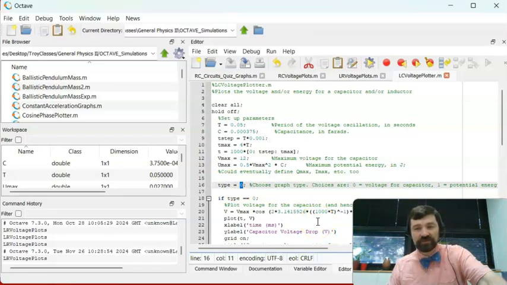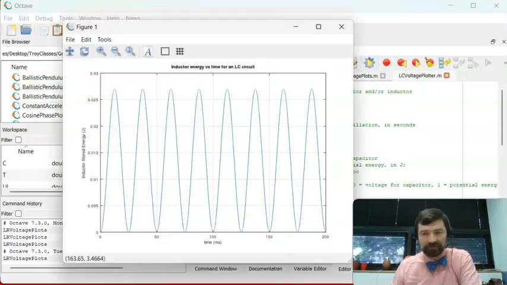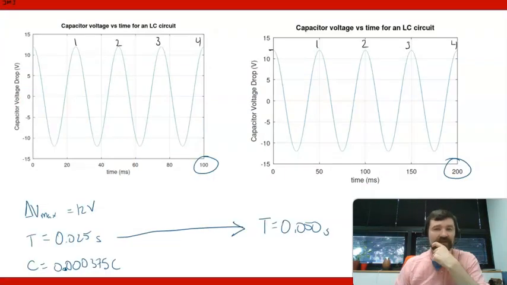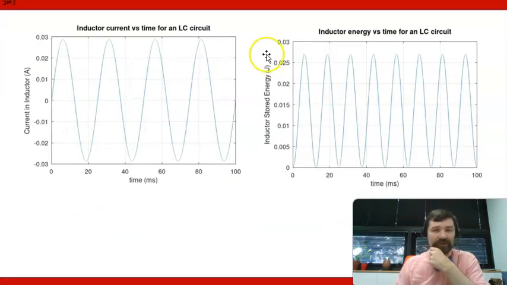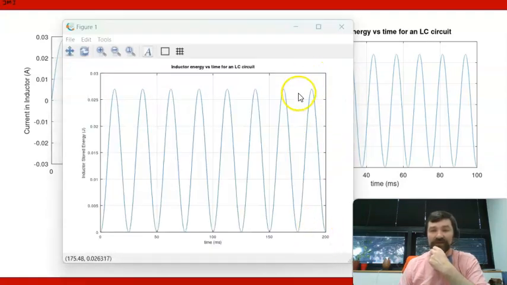We'll do potential energy for the inductor, which I pull up. Here's our energy stored in the inductor. This is between 0.025 and 0.03. If we were to look at our originals here, inductor energy between 0.025 and 0.03, so that hasn't really changed. The period of this thing has changed. Again, it takes 200 milliseconds to get to 8 oscillations rather than 100.